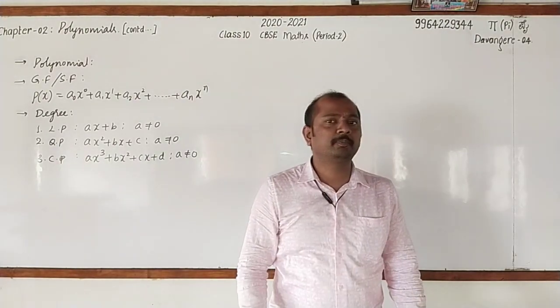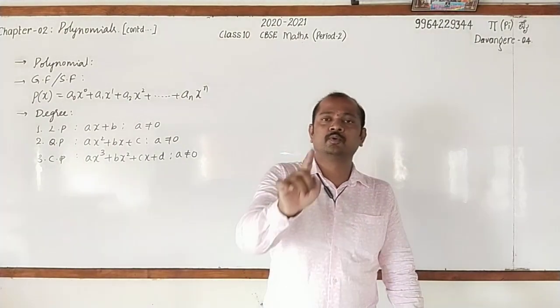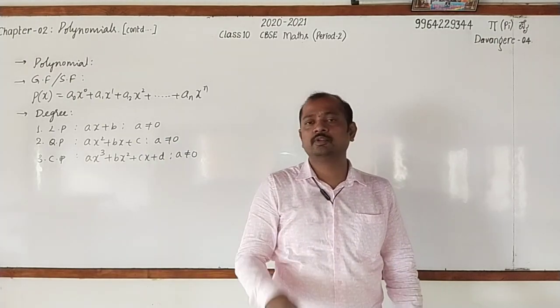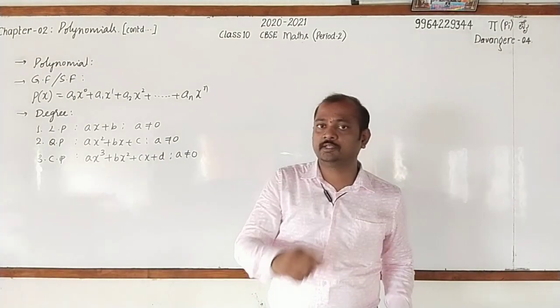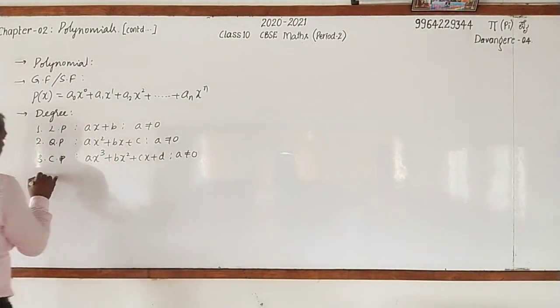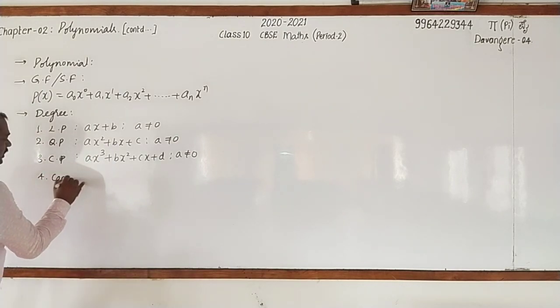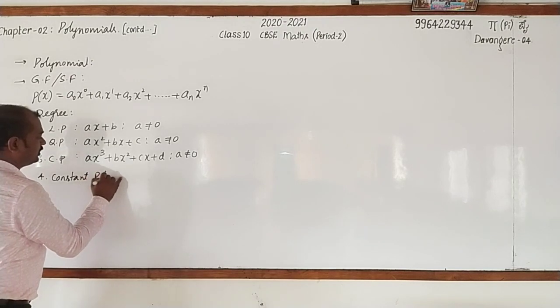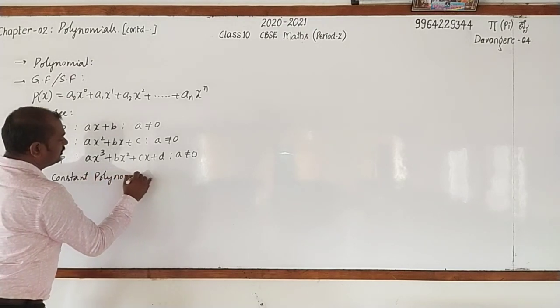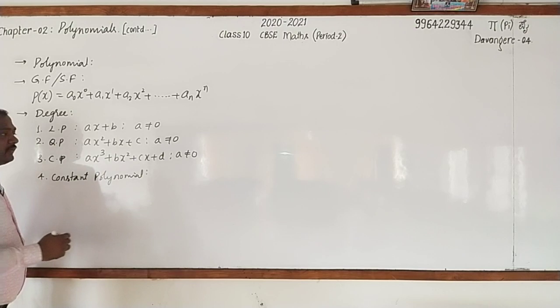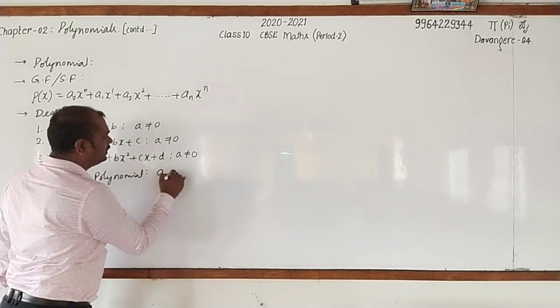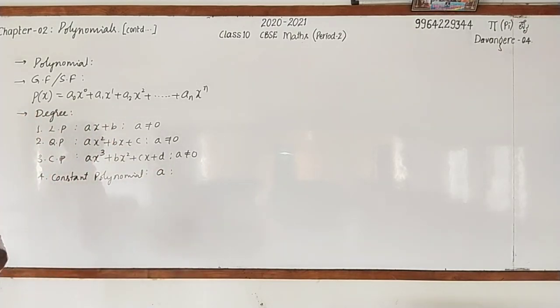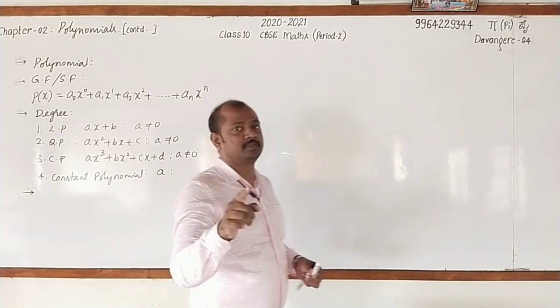Then one more important polynomial is there whose degree is 0. Could you tell what it is? You are right, it is a constant polynomial. A polynomial of degree 0 is called a constant polynomial. Then what is its standard form? We just write a, where a is any real number. Is it not? Then after this we learned one more important concept.